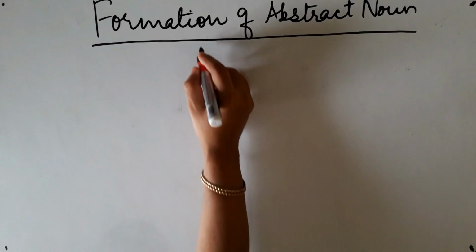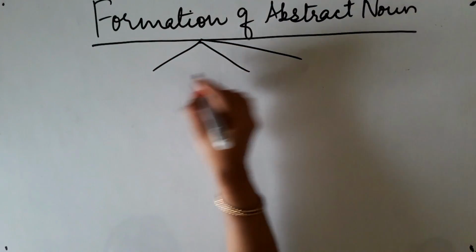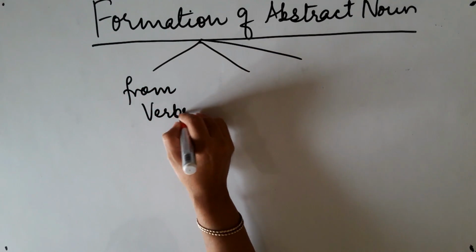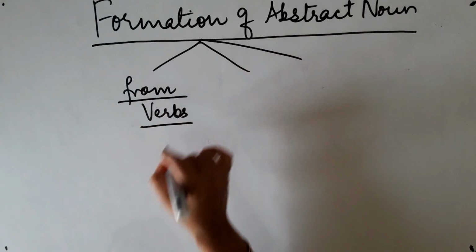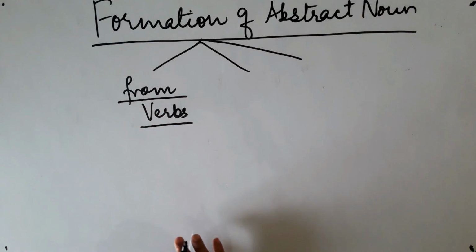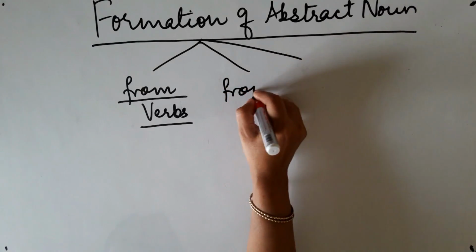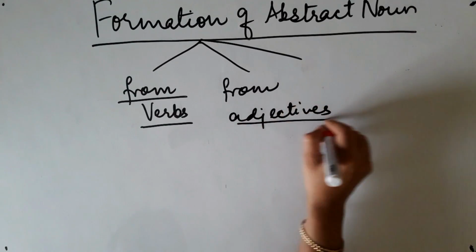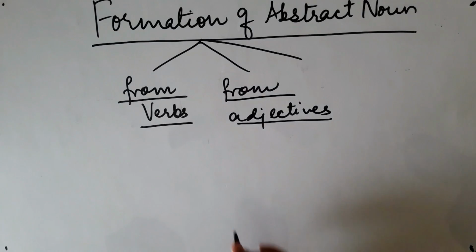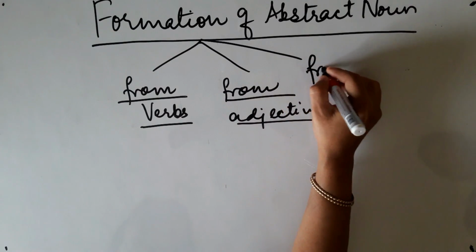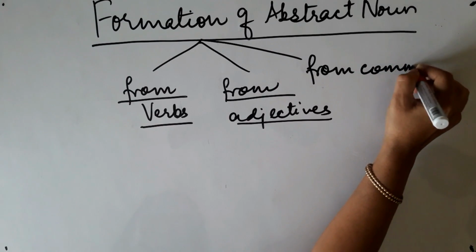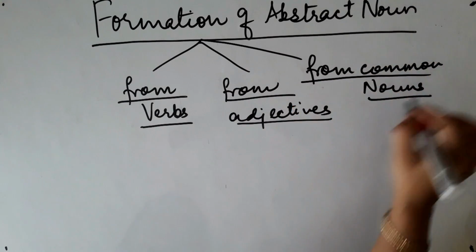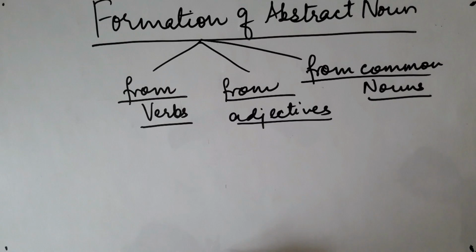So there are three ways in which an abstract noun can be formed. First is from verbs. In this, we will see how verbs can be changed into abstract noun. Second is from adjectives. Here we will take some words which are adjectives and we will see how they can be changed into abstract nouns. And the last one is from common nouns. So words which are actually common nouns, how they can be changed into abstract nouns, we will go through in this chapter.